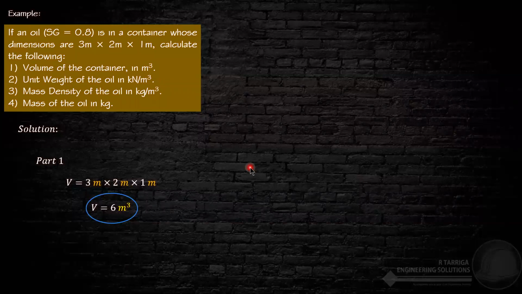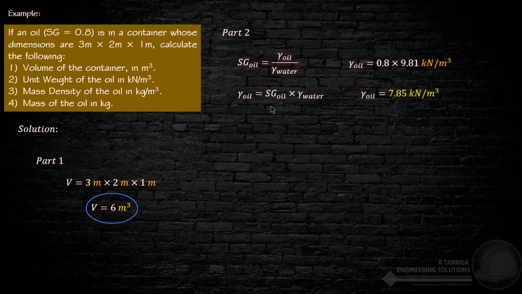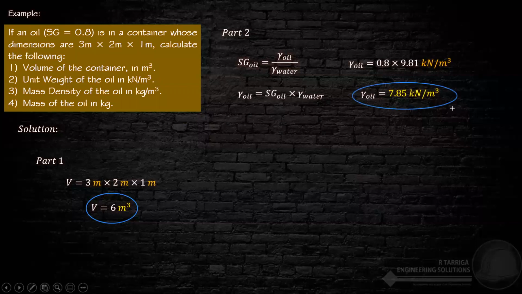Number 2, unit weight of the oil. We will use the previous solution in order to get the unit weight. We go through specific gravity. So part 2, that will be this relationship. The unit weight of oil can be calculated if we multiply the specific gravity to the unit weight of water. Substitute the values, specific gravity 0.8 and 9.81. So the unit weight of oil is 7.85 kilonewton per cubic meter.